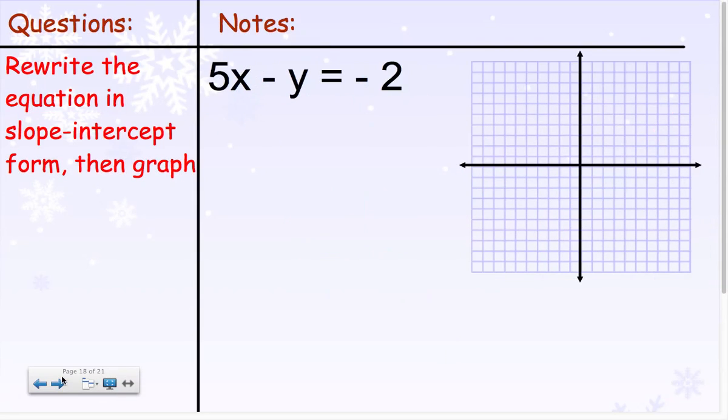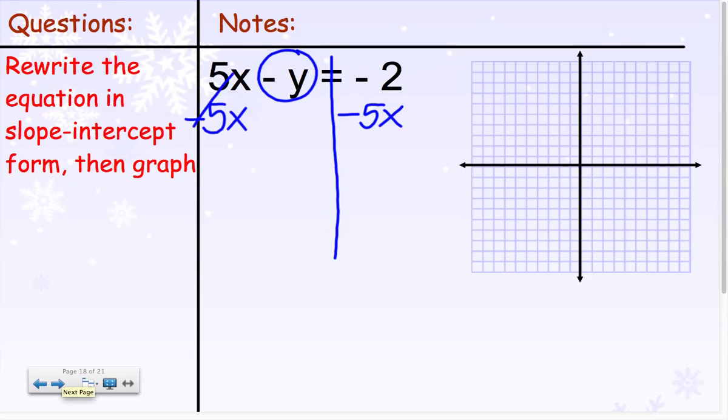5x minus y equals negative 2. Draw my train tracks. I want y alone again, but notice there's no number in front of y, but there is a negative sign. Don't lose the negative sign. 5x is positive, so to get rid of it, I'm going to subtract it on both sides. These make 0. Bring down my negative y. Put my x in front, which is negative 5x. Then put the negative 2.